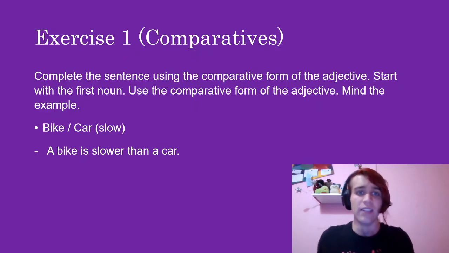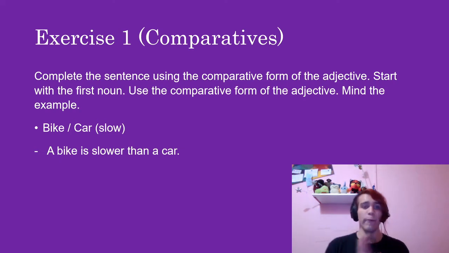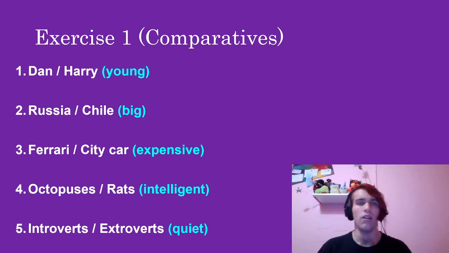Now, let's get to the exercises. First, we have a comparative exercise. Complete the sentence using the comparative form of the adjective. Start with the first noun, use the comparative form of the adjective, and mind the example. Here, I give you the words bike and car to be compared, so you can say that a bike is slower than a car. Now, grab your pencil or open a document in your computer to write your own sentences using these examples. You can pause the video to get some time and write your answers.